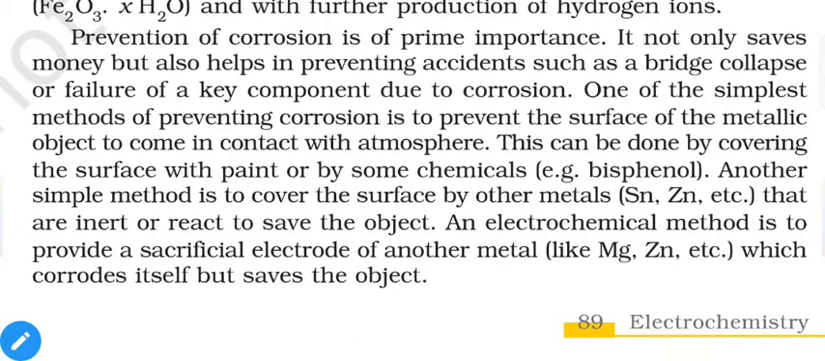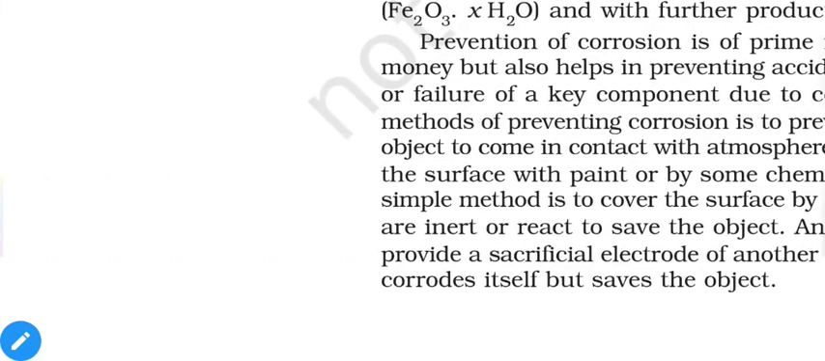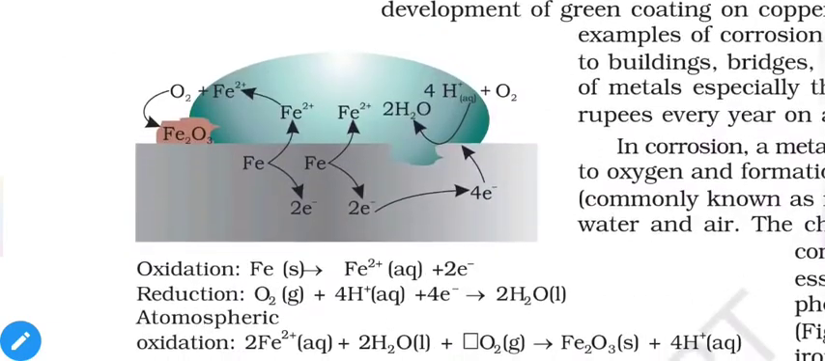An electrochemical method is to provide a sacrificial electrode of another metal like magnesium or zinc. They are much more reactive metals than iron, which corrode themselves but save the object. So these are a few examples to prevent corrosion, and the method of corrosion is explained with a suitable example. The illustration shows how electron transfer takes place and how different types of ions are produced.